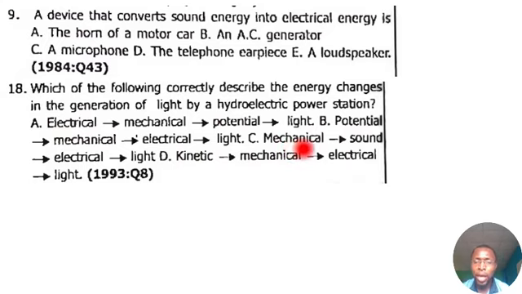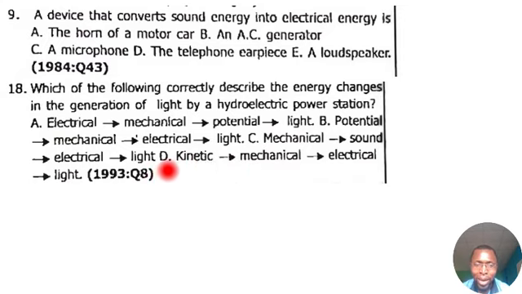The next thing is that it will now move the machine, what we call the turbine. And as the turbine is being moved, as the turbine is being rotated, it now supplies electricity. So mechanical to electrical. Okay? Mechanical to electrical, then light. So the correct option is D.